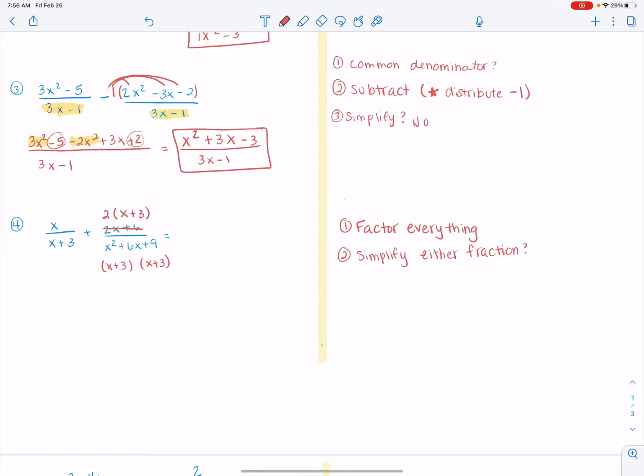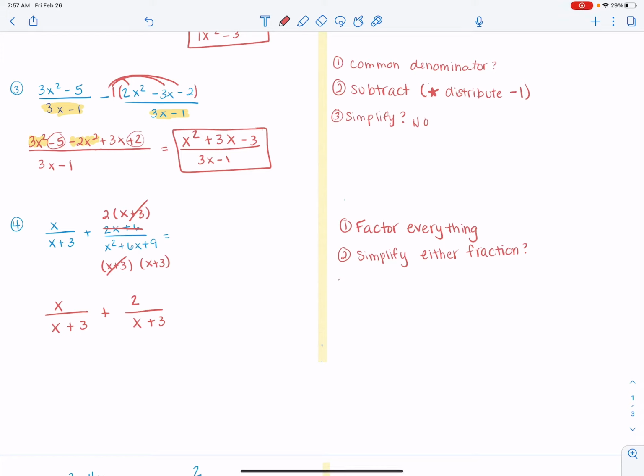So still, before we actually add or we put our fractions together, before we do any of that, will anything simplify and just make our lives easier? Well, I see the first fraction, no. But the second fraction, I have an x plus 3 in the top and the bottom, so I can simplify that out. Okay, now, let's write down what we have left over because it's kind of messy. X over x plus 3 plus, I'm left with 2 on top, and x plus 3 on the bottom.